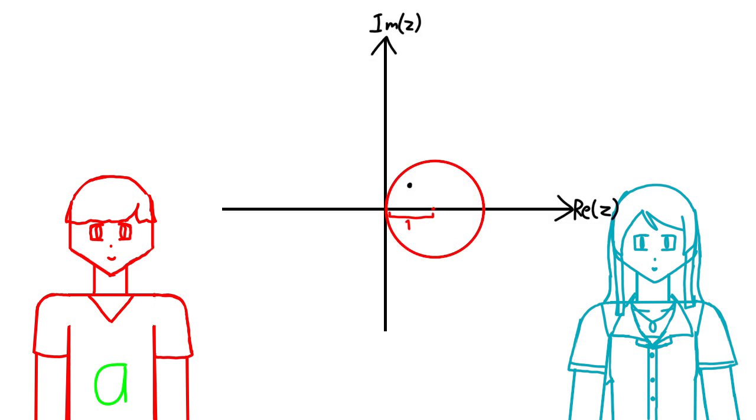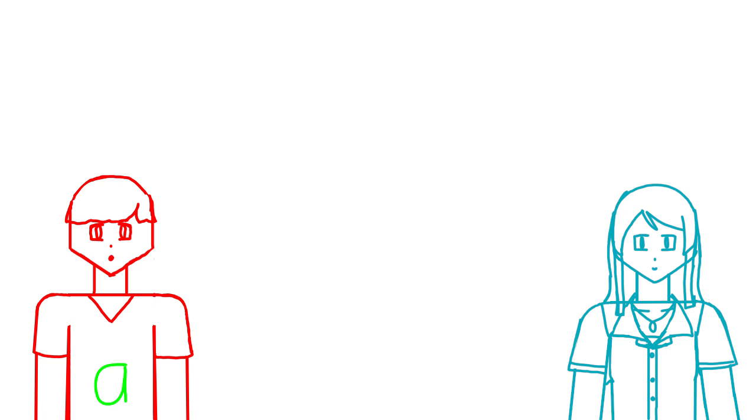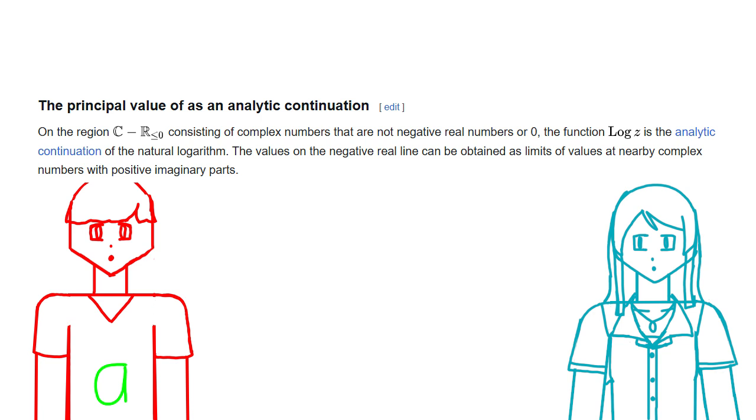Now that we have a new center, we can find a new radius of convergence and extend the domain of the function by that new radius. If we keep doing this for different points, we'll eventually have the entire complex plane covered, and we can finally find out log of negative 1. Funny thing about that, apparently you can't actually get negative real numbers into the domain. However, those values can be obtained as limits of values at nearby complex numbers with positive imaginary parts.